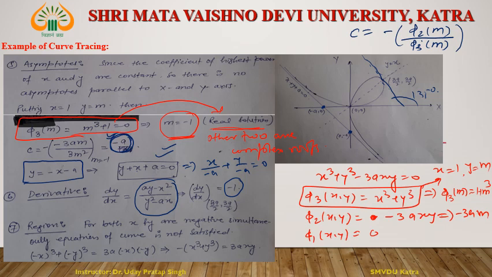And what is the region? Since both x and y are negative, suppose we put x and y negative simultaneously, both are minus. For example, x is equal to -1, y equal to -2. Then for both x, y negative, the equation of the curve is not satisfied. It means this curve does not lie in the third quadrant.